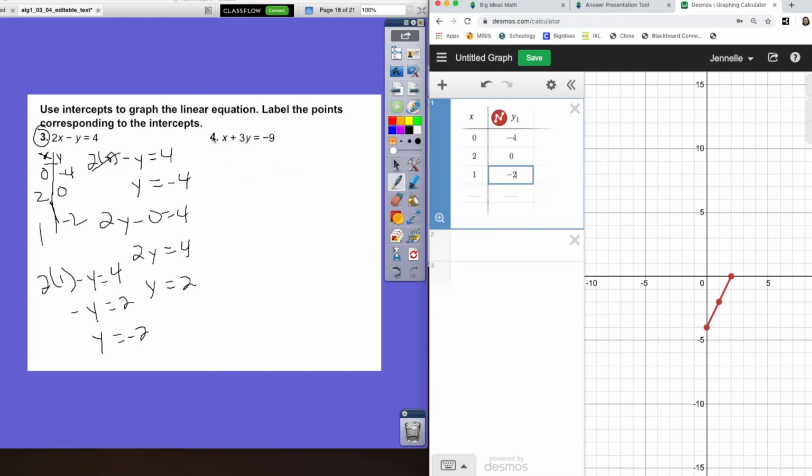So pause the video. I want you guys to do monitoring progress 4, and hopefully that will be enough for you guys to do your homework. Don't forget on IXL, it is S18 for the intercepts, and then vertical and horizontal lines is S20 and S21 in Algebra 1.